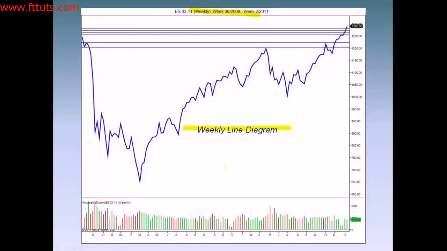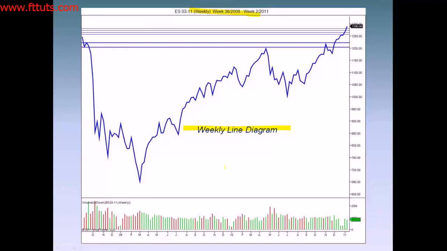If you had a line diagram for a 5-minute chart, you're also going to find some support and resistance lines on the 5-minute chart. Those levels are nowhere near as significant as the ones you are able to identify on the daily chart, and certainly nowhere as powerful as the ones that we're going to identify now on a weekly and on a monthly chart.